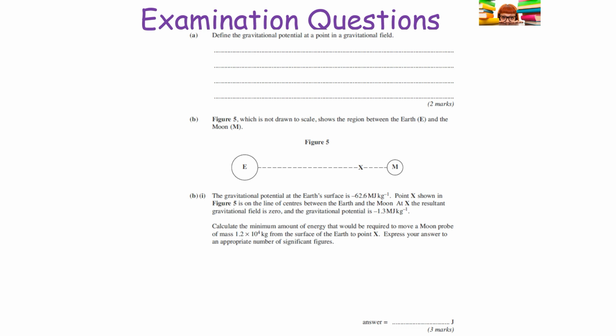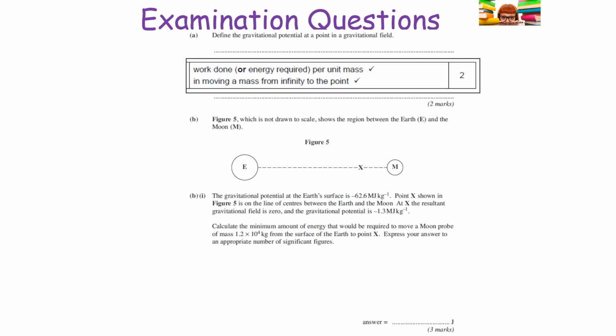Right, so the first one is a key definition you just need to learn. You've got to learn your key definitions of fields, which includes potential, field strength, potential difference. So, the gravitational potential is the work done or energy required per unit mass. Remember, you've got to say per unit mass for anything in a gravitational field in moving a mass from infinity to a point inside the field.